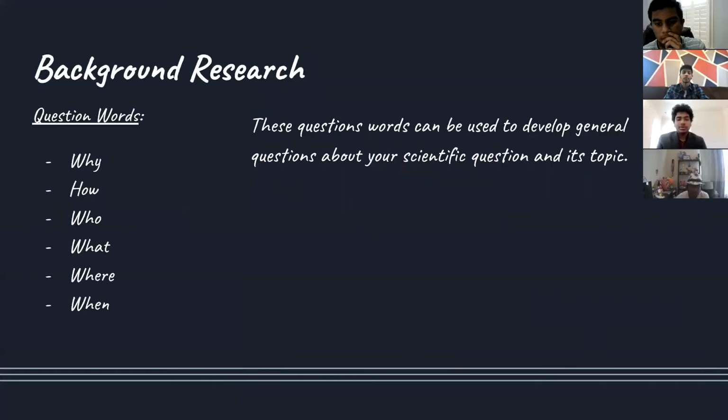Background research is one of the most fundamental steps in this process because this is the time in which you learn what you need to do for your experiment. You'll be asking clarifying questions that will stem from certain words. These words are why, how, who, what, where, and when. You will ask general questions about the topic and the scientific question. You'll be using many varying sources and you have to record them in APA style for future reference.